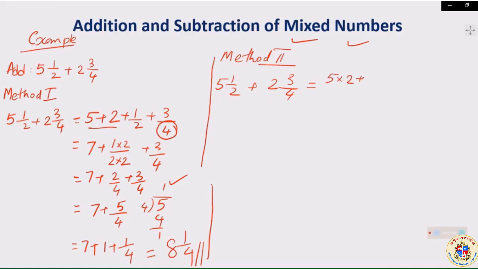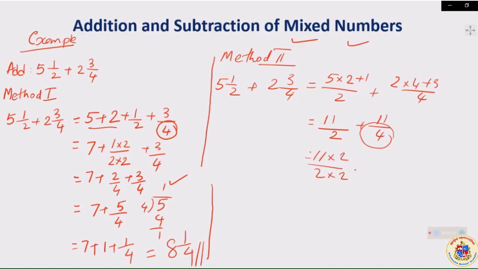5 into 2 plus 1 upon 2. Then 2 into 4 plus 3 upon 4. When you calculate it, it becomes 11 upon 2 and it becomes 11 upon 4. Denominators are different, we know about the concept, but here the denominator is 4 in one case, so we will convert the other one also into 4 by multiplying both the numerator and denominator with 2, and naturally 11 upon 4 will remain like that. This will become 22 upon 4. 22 upon 4 plus 11 upon 4 is equal to 33 upon 4.